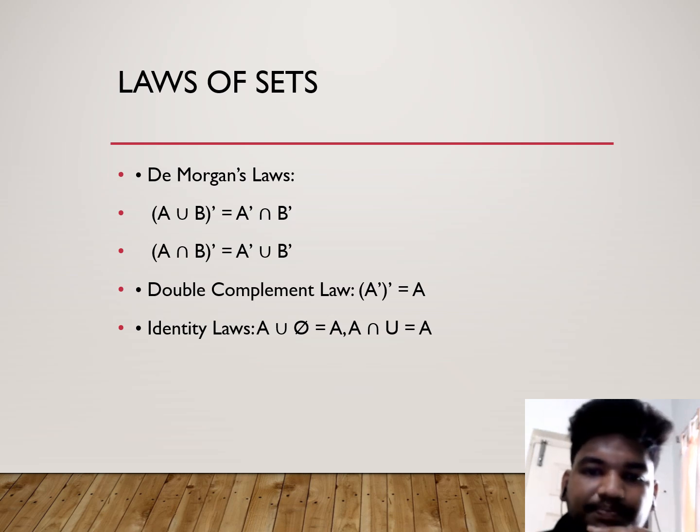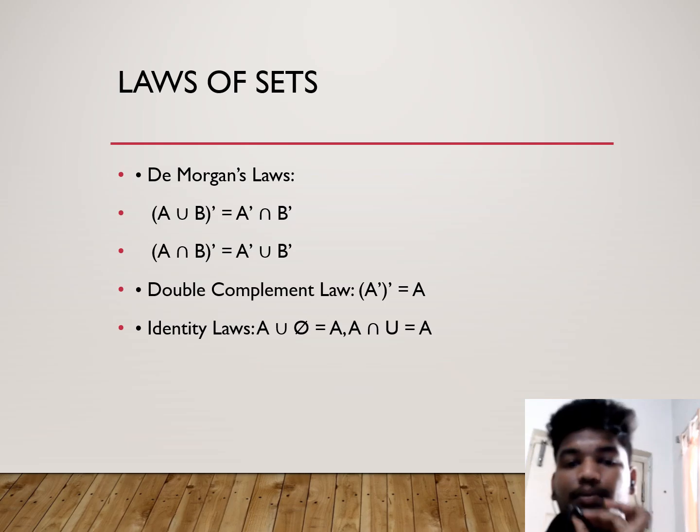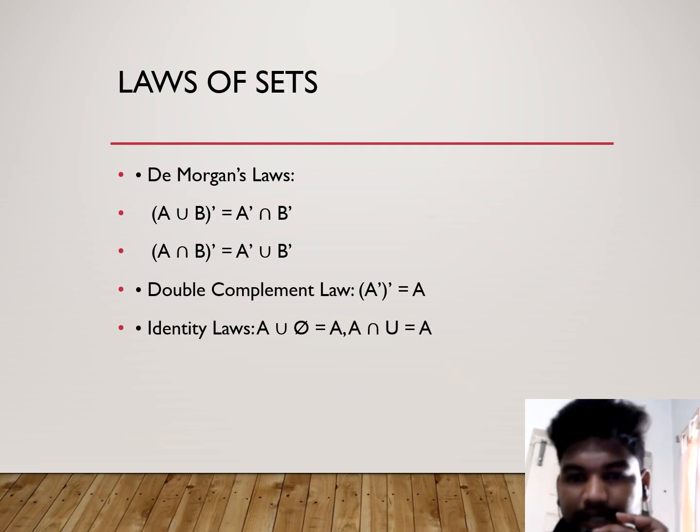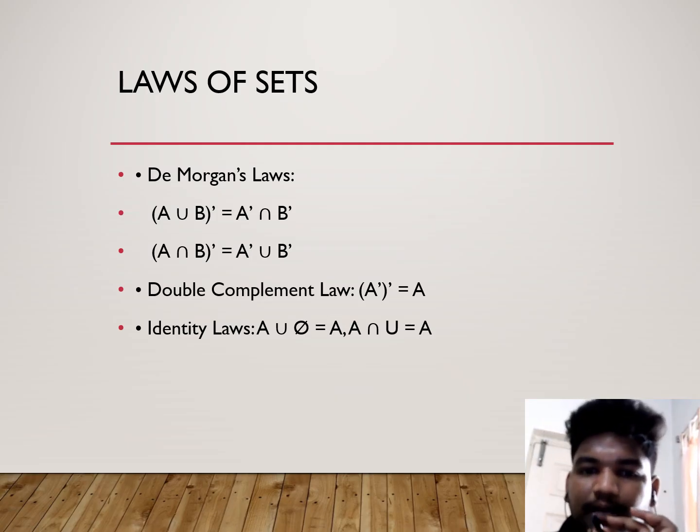Double complement law. A complement whole complement is A. If we apply complement for the set A, it is A complement. If we apply complement again, A complement whole complement, the two complements cancel each other and the result is A.